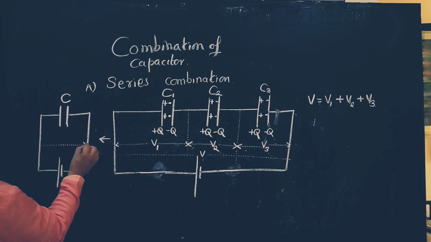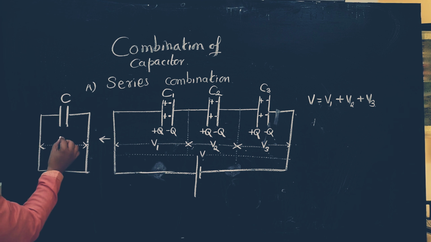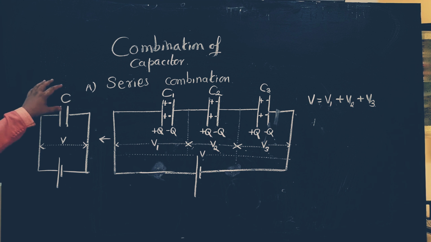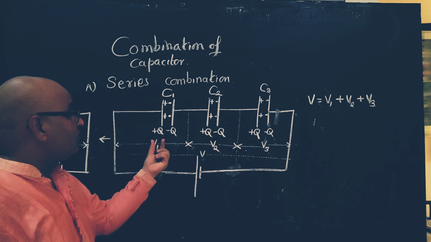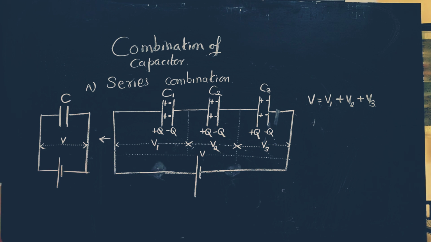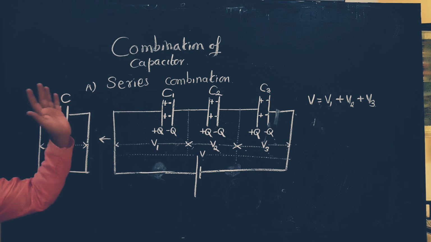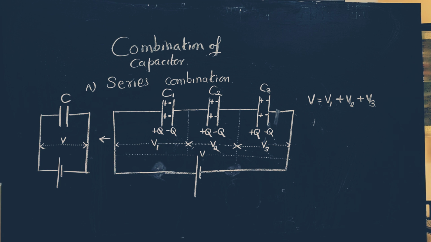And the potential difference across the plates of this single capacitor is V. So what is this C? This C, which has the same potential difference across its plates as equal to the sum of the potential differences across these three capacitors, this C is called the equivalent capacitance of C1, C2 and C3. What is this C called?